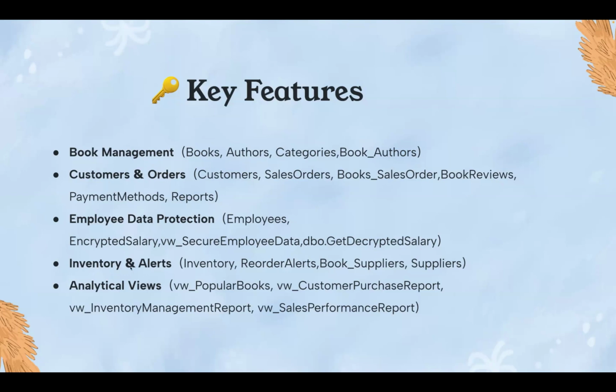Then we have inventory and alerts. The inventory table tracks the quantity and threshold for each book. When the stock falls below the threshold, the record alerts table gets triggered to notify the store. We also use a book suppliers table to link books with their suppliers and the price information.